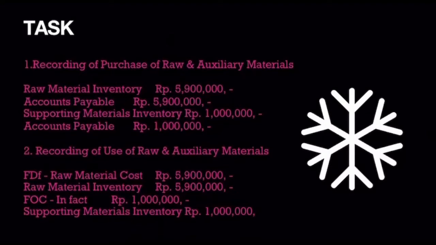And the second is recording of use of raw and auxiliary materials with the factory overhead fees. Means that raw material cost with 5,900,000 rupiah, and raw material inventory with 1,900,000 rupiah, and factory overhead cost with 1 million, and supporting material inventory with 1 million.